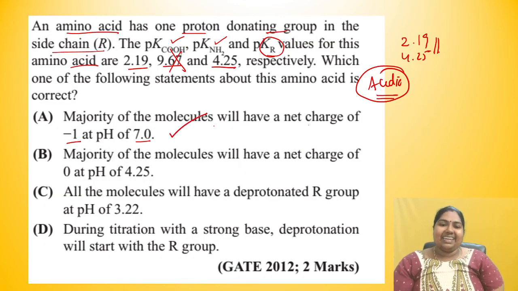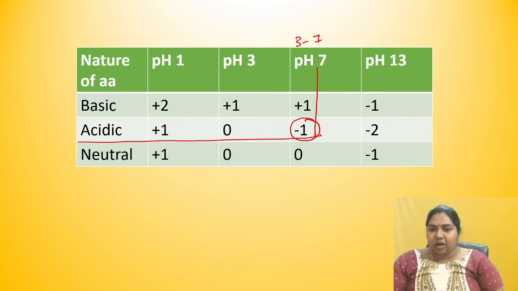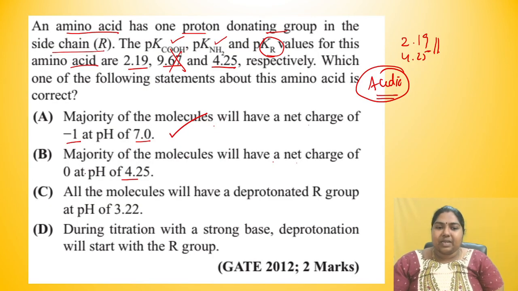Isn't it? Right. The next one says that the majority of the molecules will have the net charge of 0 at pH of 4. At pH of 4, it means after 3. So from 3 to 7 it is this column only. Does it have this value? It is only -1. They say that the net charge is becoming 0.